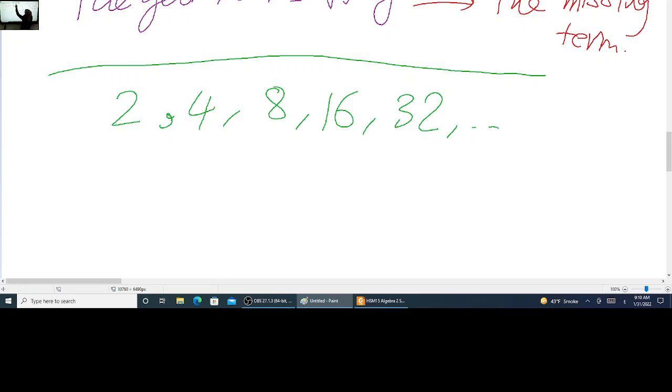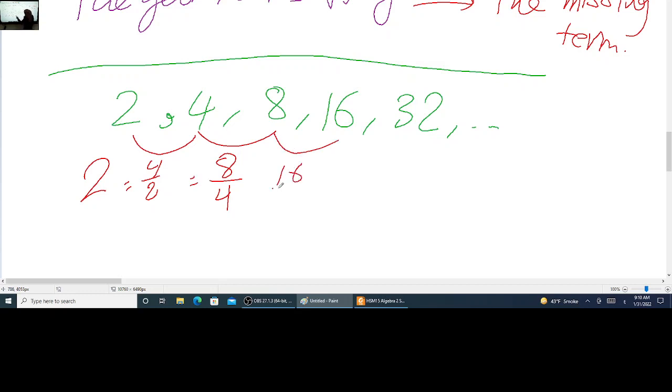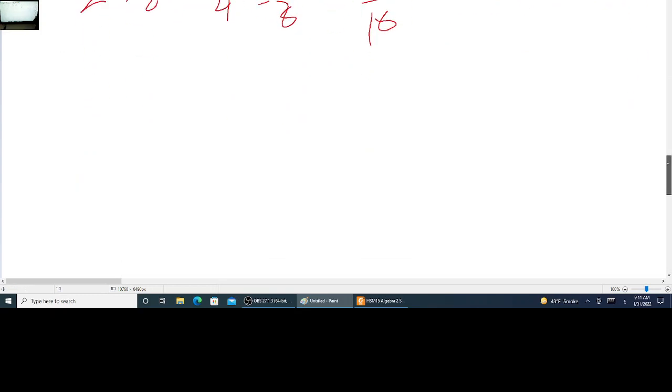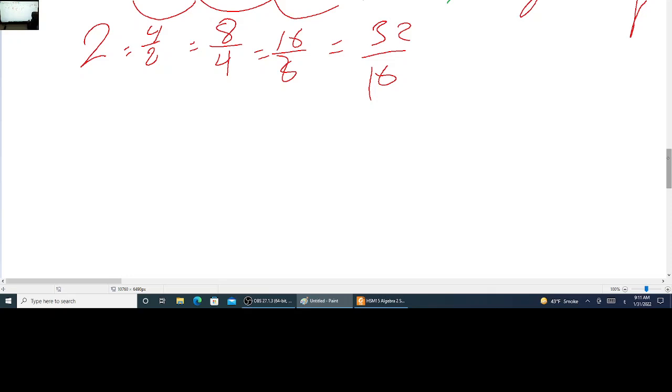How? Because if we divide the second term by the first term, we get 4 over 2, which is 2. Same story for 8 over 4, which is 2. 16 over 8 is also 2. 32 over 16 is 2. So this sequence is a geometric sequence. How can I find the explicit formula?